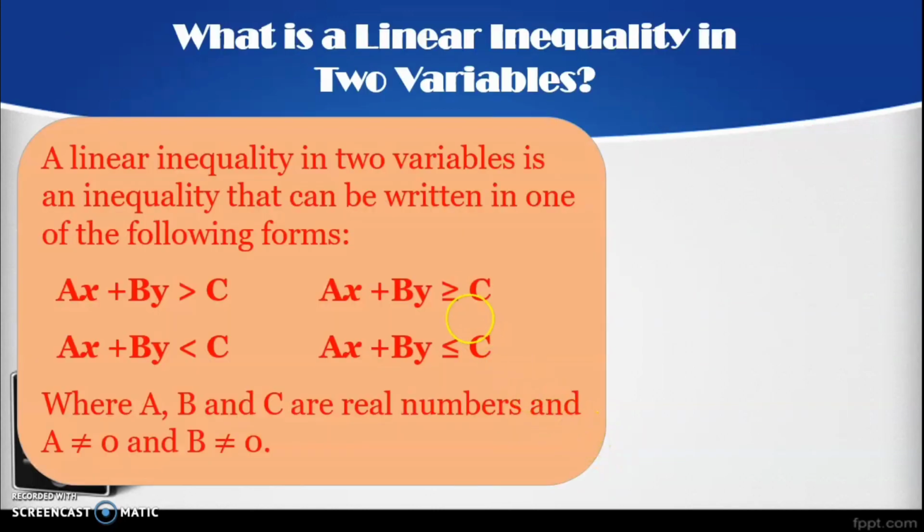What is a linear inequality in two variables? A linear inequality in two variables is an inequality that can be written in one of the following forms: ax plus by greater than c, ax plus by less than c, ax plus by greater than or equal to c, ax plus by less than or equal to c. This is the standard form, where a, b, and c are real numbers and a and b must not equal 0.